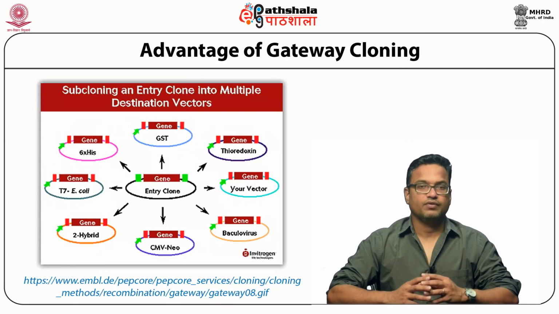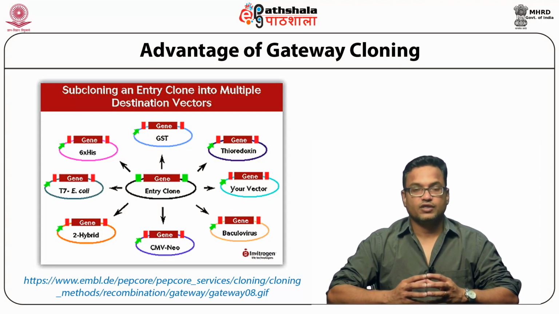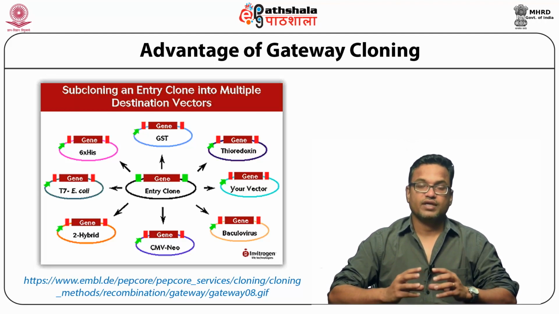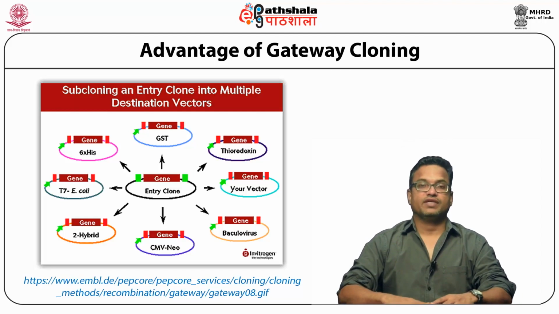And here is an example which I just talked about. In the middle of this figure you see an entry clone, and surrounding it are different destination vectors which can express in different systems. They can express in an insect cell line, in a bacterial system, or in a eukaryotic system, using just att sites in these destination vectors, irrespective of restriction enzyme site availability. We can transfer this gene of interest into all such kinds of destination vectors.